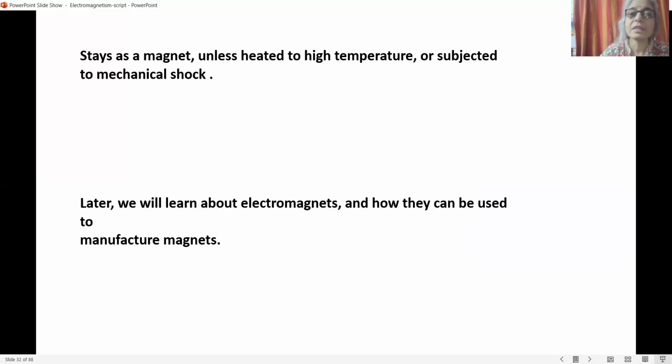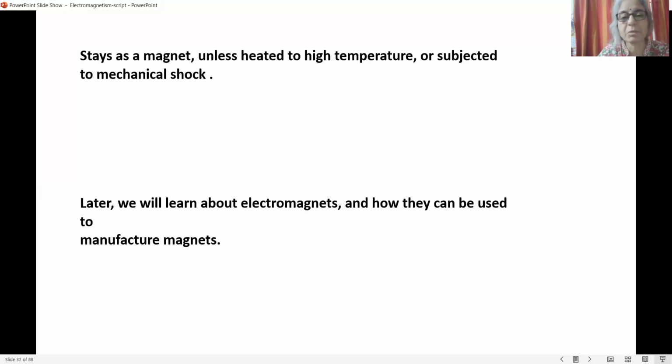Okay. So when this iron is magnetized, it will stay as a magnet unless it is heated. If you heat the nail to a high temperature, then the magnetism is lost. Or if you subject it to mechanical shock, if you drop it from a height or if you hit it with a hammer, then again the magnetism is lost. Later, we will also see how to make magnets using electricity.